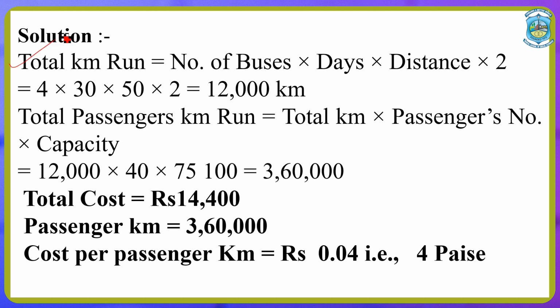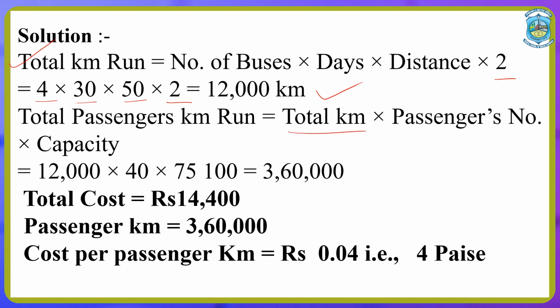First of all, we will calculate total kilometer running: number of buses multiplied by number of days, distance covered, 2 trips. So, 4 buses were there, 30 days in a month, 50 kilometers was the distance covered and 2 trips were there. So, total running in a month was 12,000 kilometers.